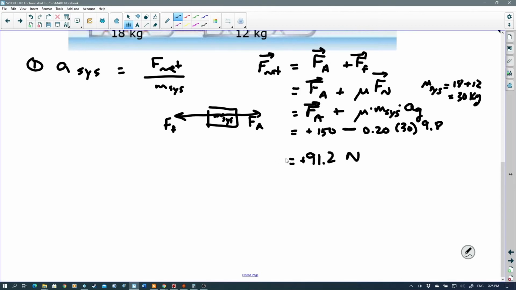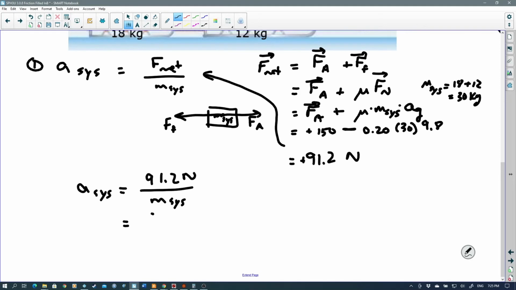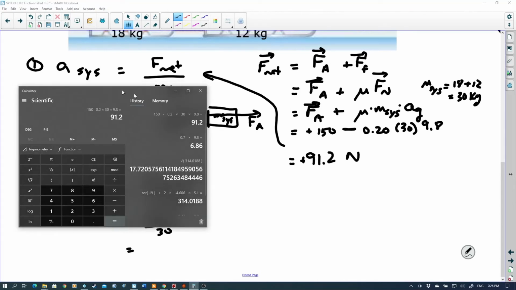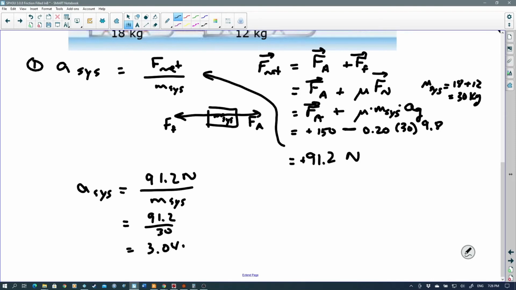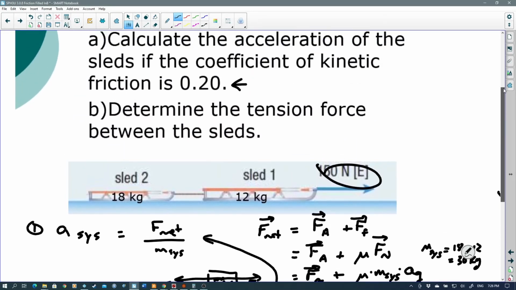And if I now take that number and put it back into my equation up here for the net force, I'm going to get A of the system is equal to 91.2 newtons divided by the mass of the system. That's 91.2 divided by 30. And a newton divided by a kilogram is going to give us meters per second squared, which I'll write in a second. So let's find out what the acceleration of the system is. So I'll just divide that number by 30. And that gives 3.04 meters per second squared. Okay, so we've got the acceleration of the system, which is part A.